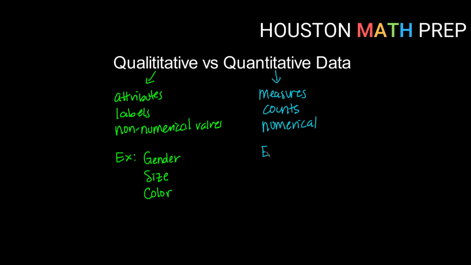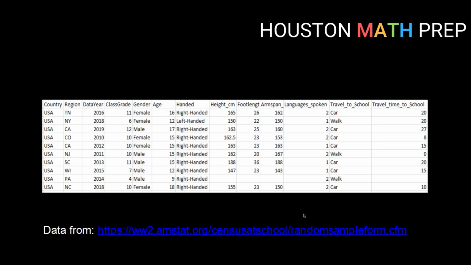So some examples of numerical data might be age, height. We might say size again if it was a particular measure of size instead of small, medium, large, which would be labels. An example of size that would be quantitative might be height or between 10 and 20 centimeters, that kind of idea. So let's take a look at a data set.